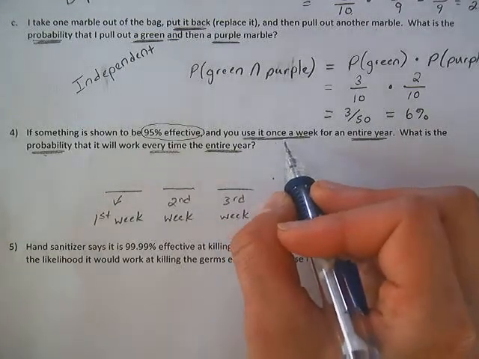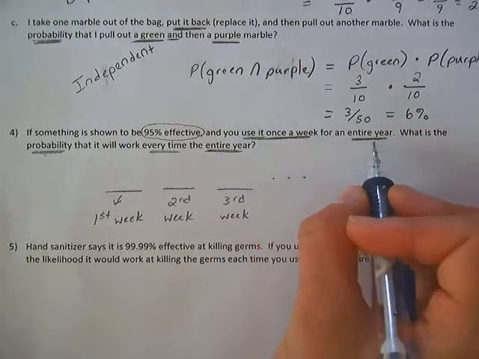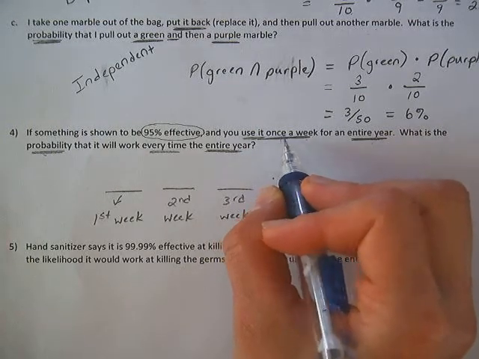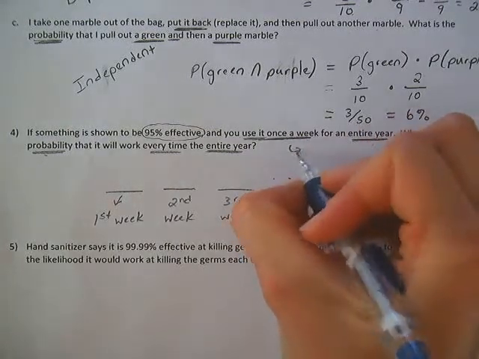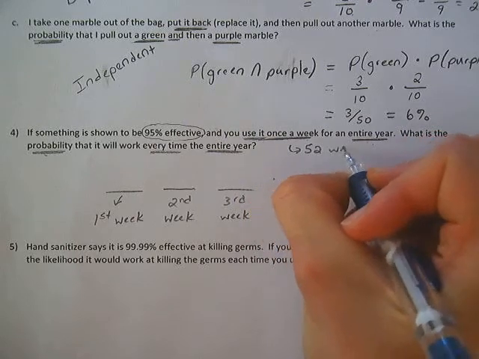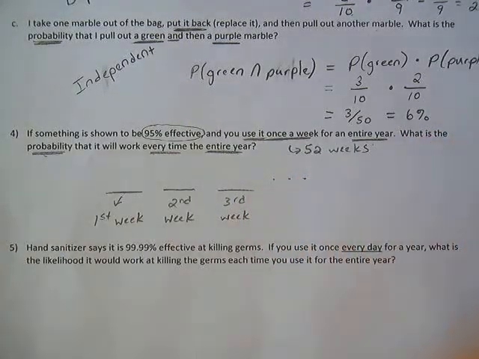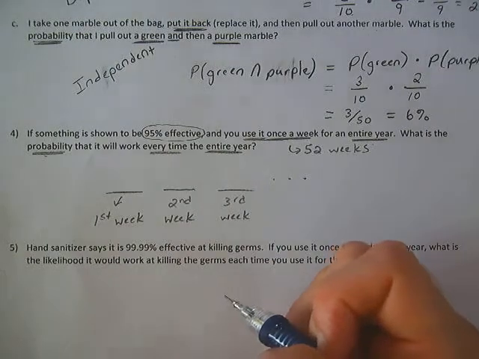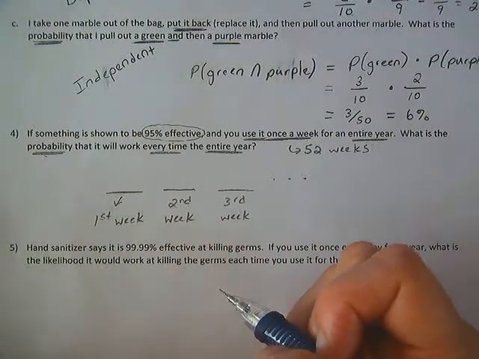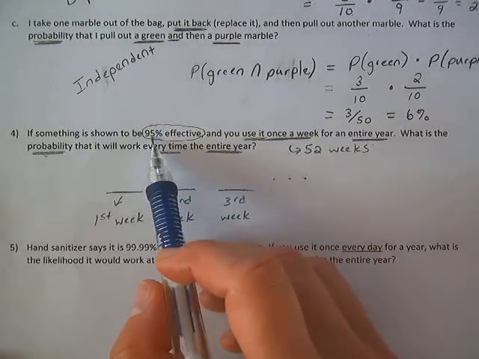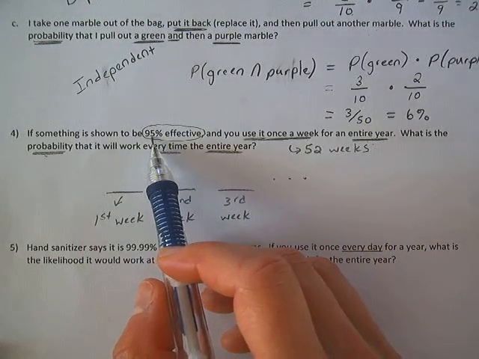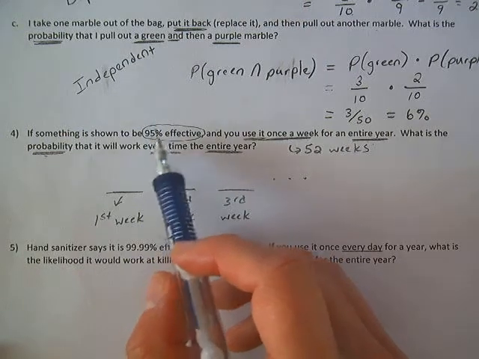Well, one thing you have to know for this problem is how many weeks are there in a year, because you're using it once a week for an entire year, right? One thing you have to realize is that there are 52 weeks in a year. So that's the first thing. And the reason why these problems are a little easier than the other ones is because they actually give you the likelihood of it working when you use it once. That's what this is telling you: the likelihood that it works, period, is a 95% chance.